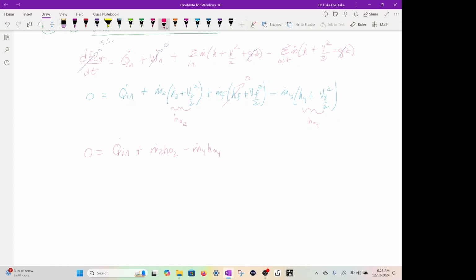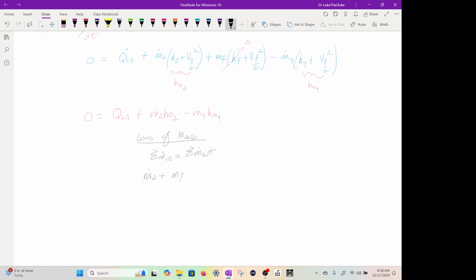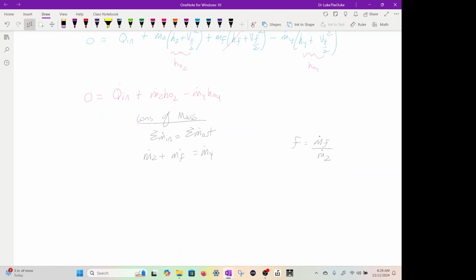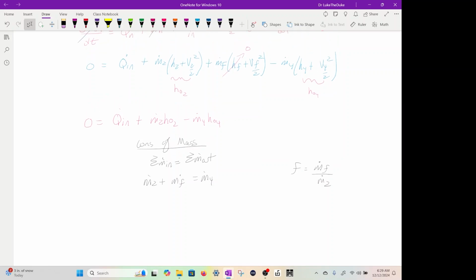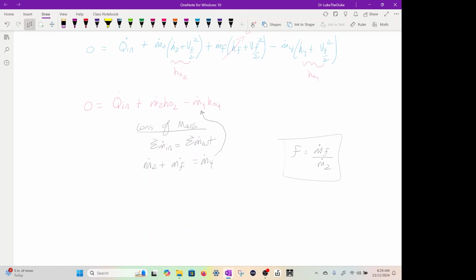Now what we can do is look at conservation of mass, which states that the mass flow rates in must equal the mass flow rates out. So we have m dot 2 plus m dot of the fuel equals m dot 4. And we're going to define f, like we have before, as m dot f over m dot 2. So let's plug m dot 4 equals m dot 2 plus m dot f into the energy equation. We'll call this equation 1.